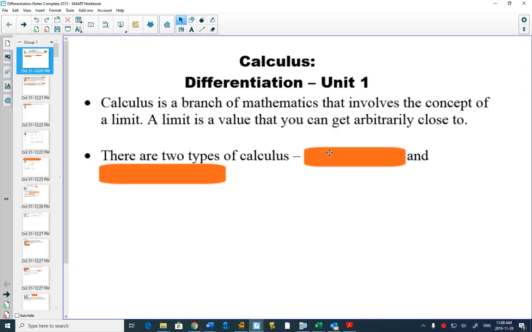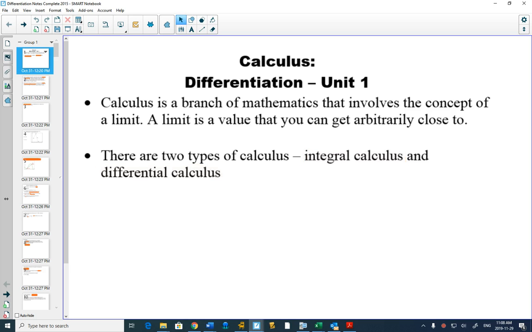Calculus. Does that sound exciting? A little bit. So we're going to look at differentiation as our first unit. Calculus is based on an idea of a limit, and a limit is something that you can get really, really close to. Now there's two types of calculus. We do both of them. We do differential calculus first, and then we do integral calculus afterwards.